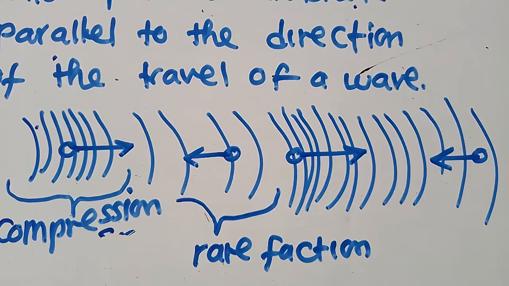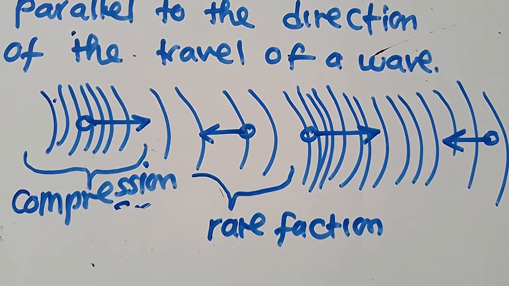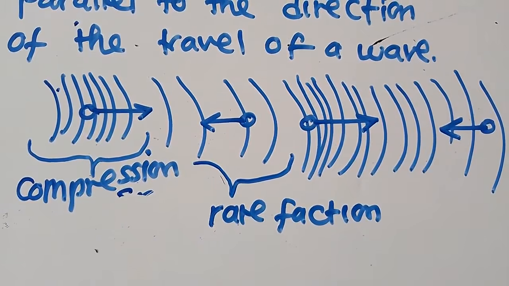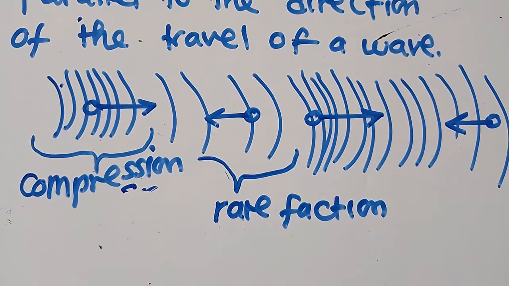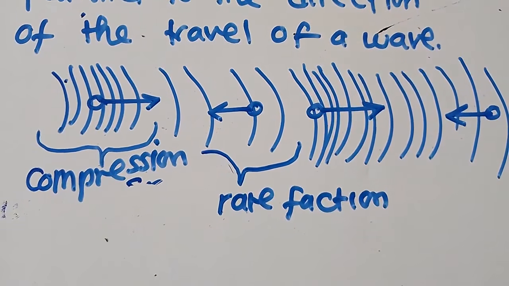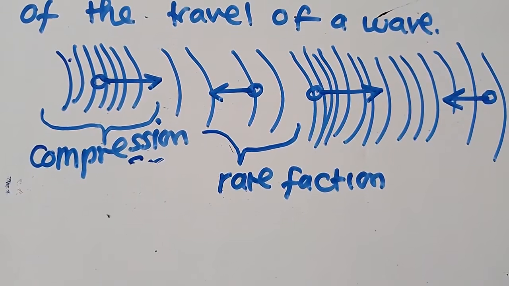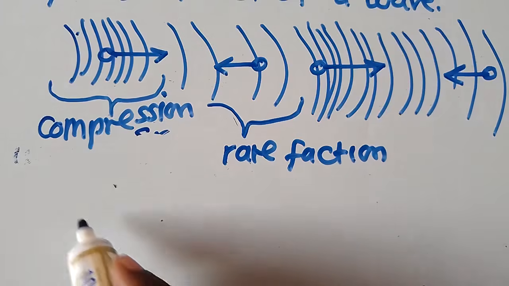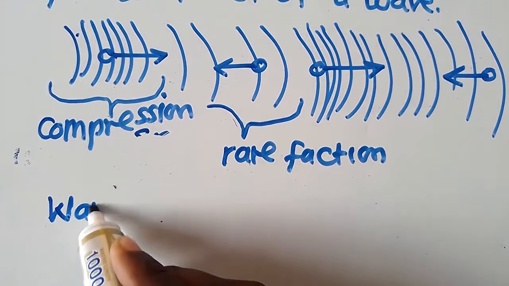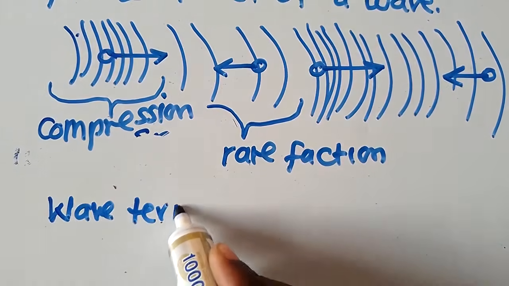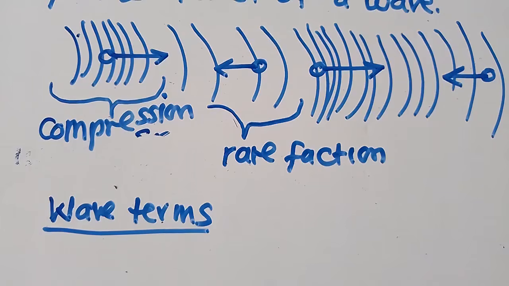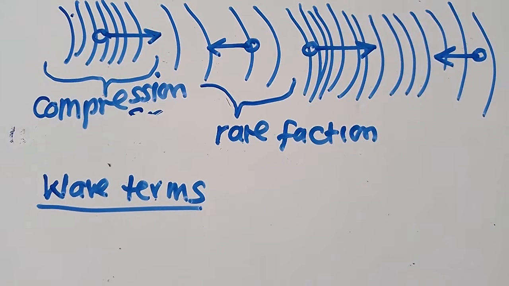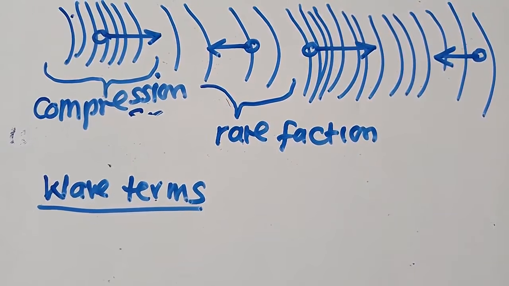So we've talked about two types of waves: a longitudinal wave and a transverse wave. Make sure you understand this point and take note of that. Now, under waves, we've got certain terms that we use each time we are talking about a wave, which are called wave terms.